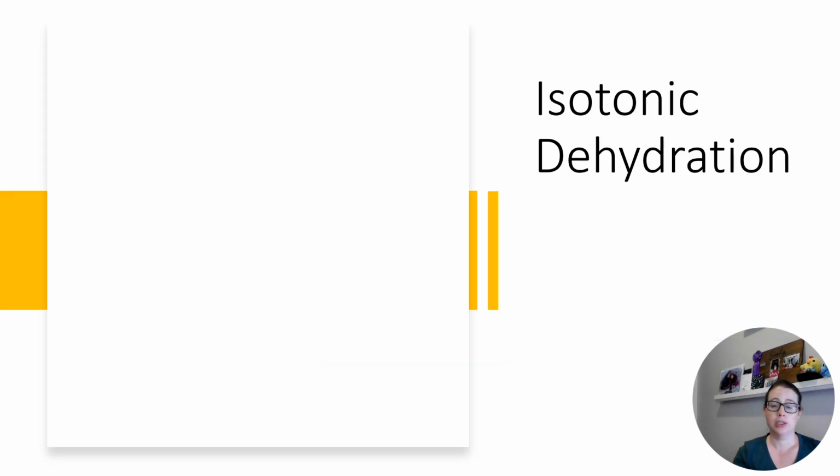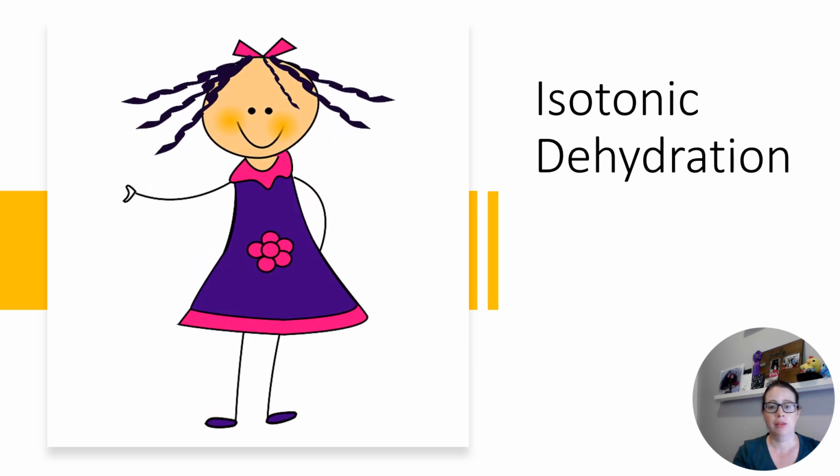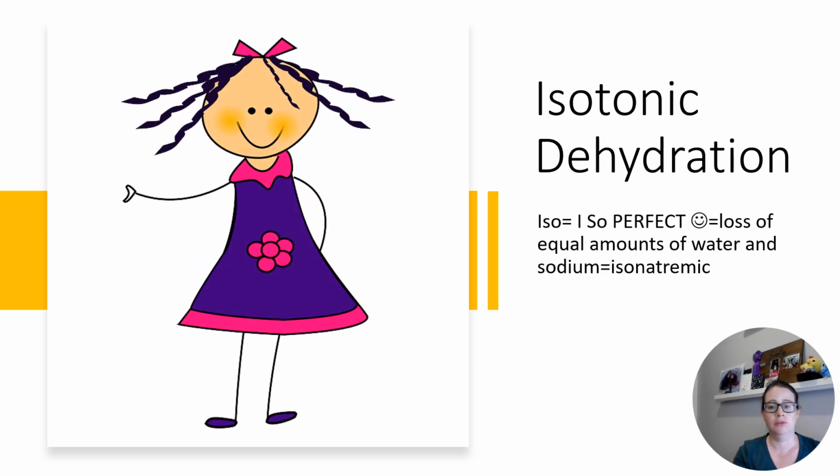So isotonic is the most common type of dehydration in children where you have equal amounts of water and sodium loss. And so how do you remember this? If you are not a prefix person who already is aware that iso is equal, then you can think of iso is I so perfect. Okay, so you have this equal loss of water and sodium. There's no redistribution, and the majority of fluid is lost from the extracellular spaces.